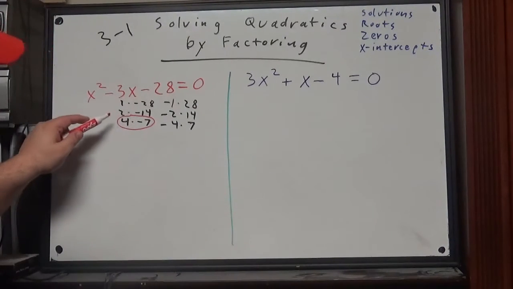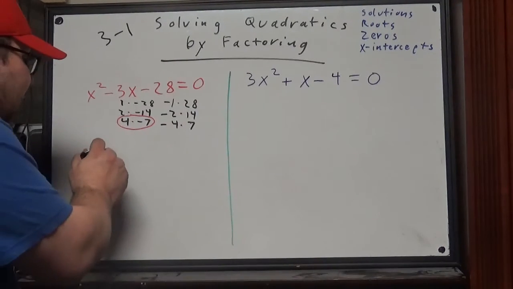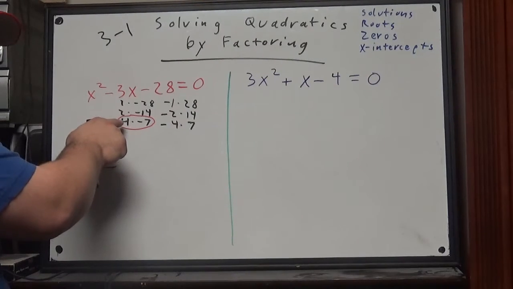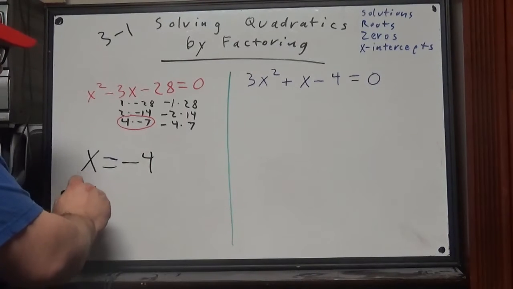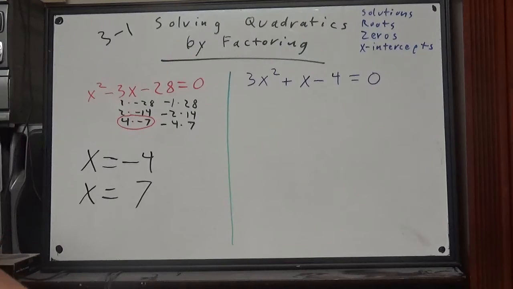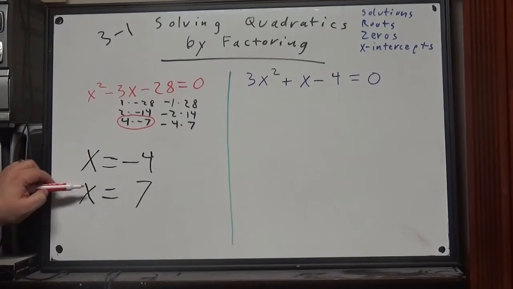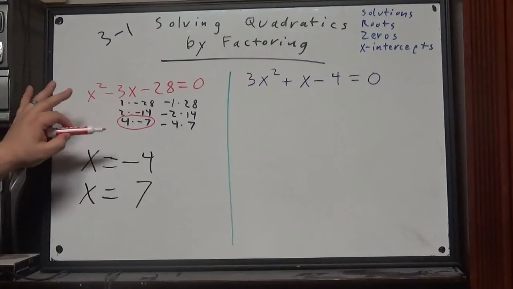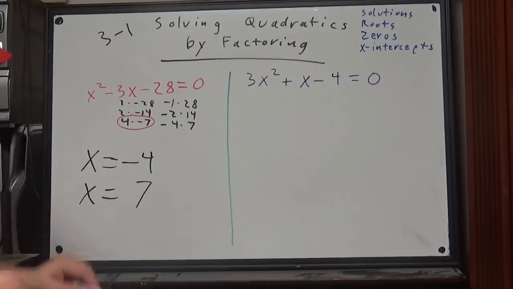Same thing here. Positive 4 and negative 7, we're going to say that our final answer is, instead of positive 4, negative 4, and instead of negative 7, positive 7. So x equals negative 4, x equals positive 7. So instead of positive 4, negative 7, those are our factors. Our solutions are negative 4, positive 7.